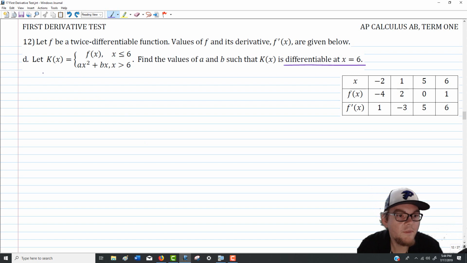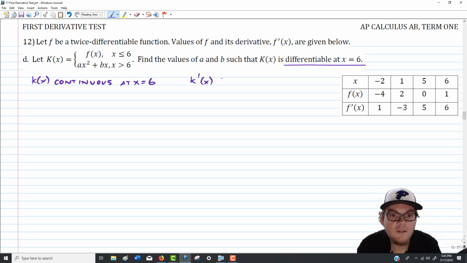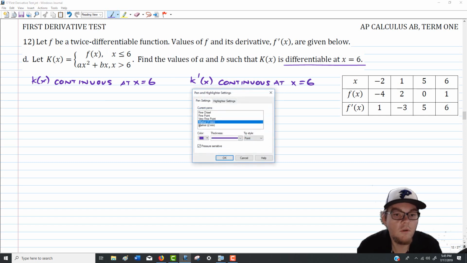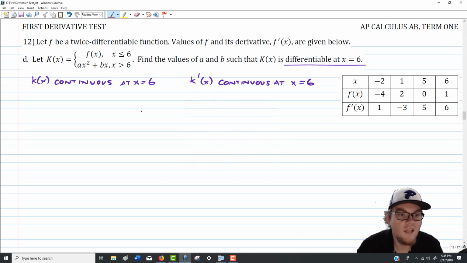So remember, in order for something to be differentiable at 6, we need k of x continuous at x equals 6. And second, we need k prime of x to be continuous at x equals 6. In a sense, this is to make sure that we have both a continuous function and that there's no sharp turn in our function itself. So each one of these is going to produce some work for us to go through. So let's do that. This isn't that bad.